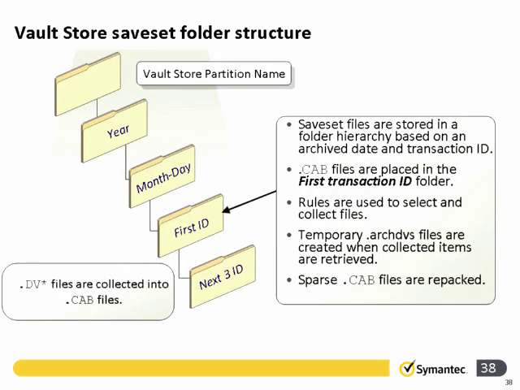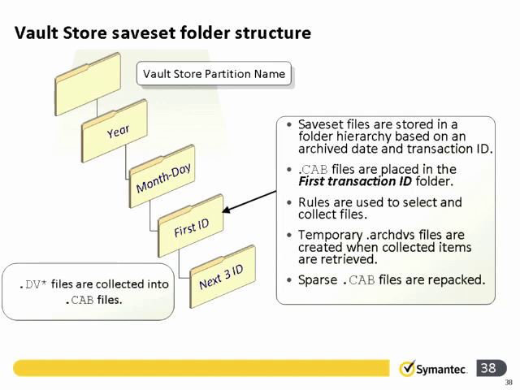If I am going to be doing this collection, this particular collection will be stored in a file hierarchy. When you're storing the safe sets, the hierarchy goes from the vault store partition name to a folder that represents the year the item was archived, to a subfolder that represents the month and the day, and then down to the first character in the archive ID, and then a folder that has the next 3 characters in the archive ID, and this is where the .dv files will be located. However, the cabinet files, after collection is run, will actually be stored in the first ID folder, so it's the first character of the archive ID folder location.